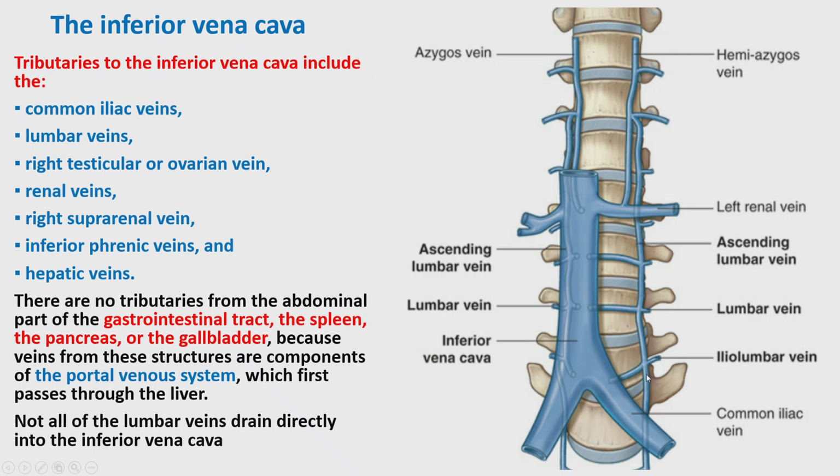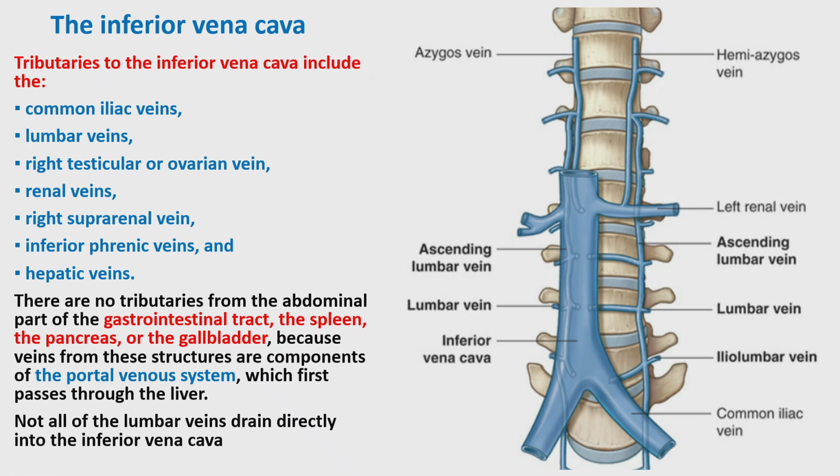Of course, the last one, or the fifth one, is draining to the iliolumbar vein. But the lumbar veins are also interconnected with the ascending lumbar vein, which is draining to the hemiazygos or azygos vein, which is connected to the superior vena cava.